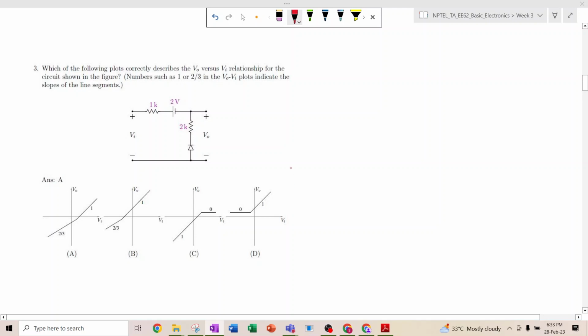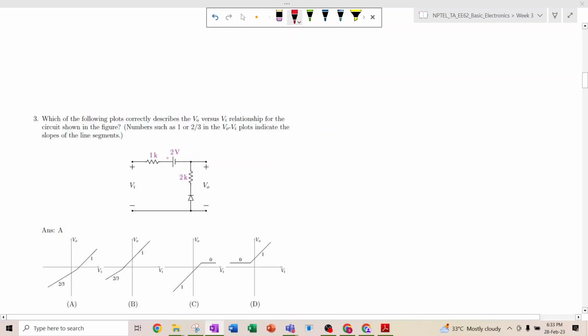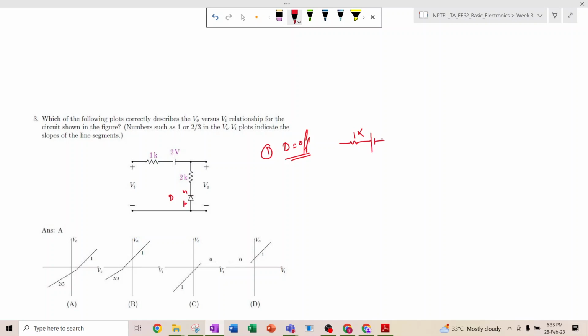Yeah. So here the direction of the diode is opposite. Here the diode is in the opposite direction, right? So this terminal is N and this terminal is P. Okay. This is the diode D. So here also we will solve for when the diode is off, in case 1. The equivalent circuit becomes 1K, this is 1K, this is 2 volt.